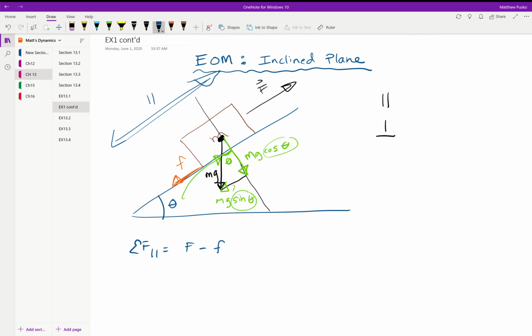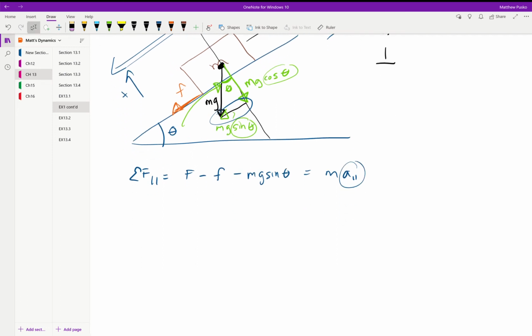And then what else do we have? We've got this thing right here, and it's opposing the direction. I'm going to call up positive. Even if I think it's going to go down the incline, I'm going to call up the incline positive. So this becomes a minus mg sine theta, and that equals mass times the acceleration in the parallel direction. We expect some acceleration in the parallel direction. So there's one equation of motion.